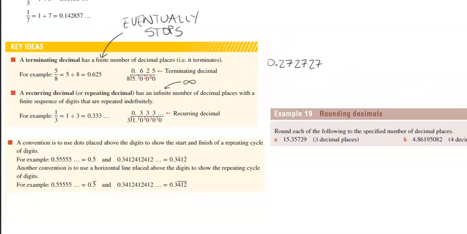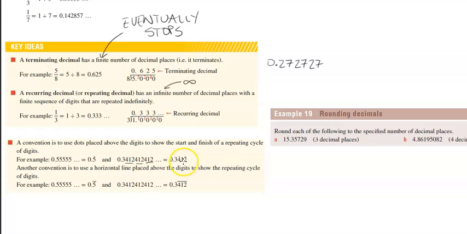And obviously, as mathematicians, we try to find shortcut ways of doing set notation. So a convention is to use dots that are placed over the digits to show the start and finish of a repeating cycle. So for example, 0.555 that continues on can be written as 0.5 with a dot on the top. This is just to indicate that that 5 keeps going on forever. Or another example is 0.3412412. The repeating numbers are 412, and then it goes again 412, 412, etc.